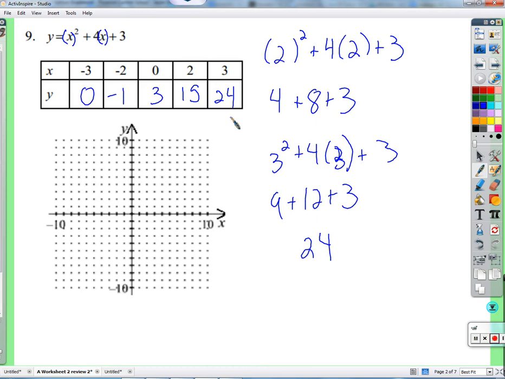Okay. So let's plot all the points: negative 3, 0. There's a point there. Negative 2, negative 1. 0, 3. 2, 15, it's not too hard. I got 10, 11, 12, 13, 14, 15. But after that, to go to 3, 24, it's just too big.